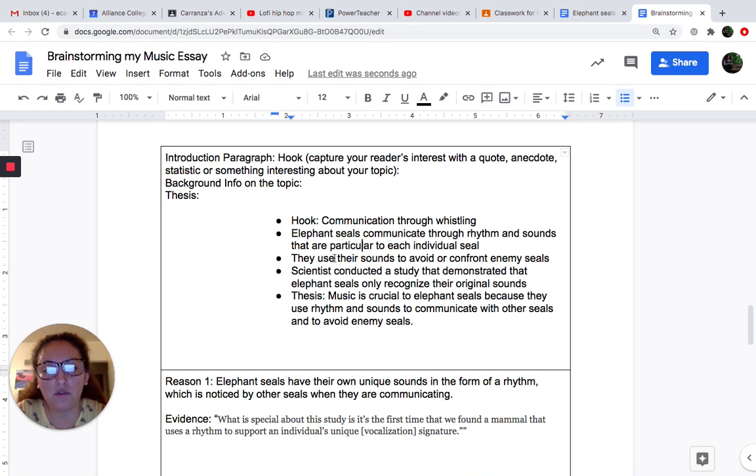And then I'm going to move on to the reading. Elephant seals communicate through rhythm and sounds that are particular to each individual seal. They use their sounds to avoid or confront enemy seals. Scientists conducted a study that demonstrated that elephant seals only recognize their original sounds. And then my thesis is music is crucial to elephant seals because they use rhythm and sound to communicate with other seals and to avoid enemy seals.